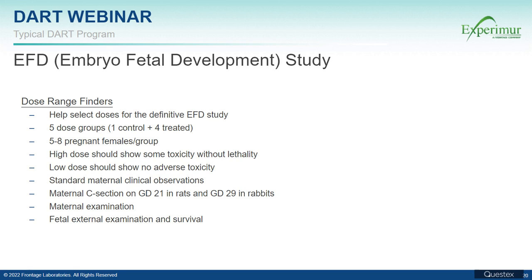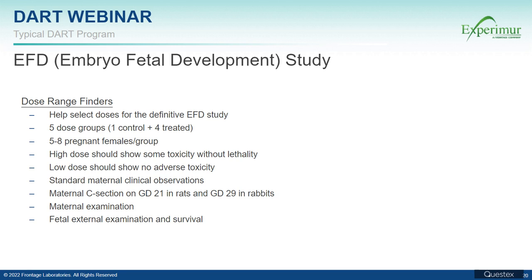It's usually a smaller study containing about 5 dose groups, 1 control and 3 treated. We test about 5 to 8 pregnant females per group, and the high dose should show some toxicity without lethality, and the low dose should show no adverse toxicity. Again, we look at standard maternal clinical observations, body weight, and food consumption, and then we'll do the C-section on gestation day 21 in the rats and on day 29 in the rabbits.